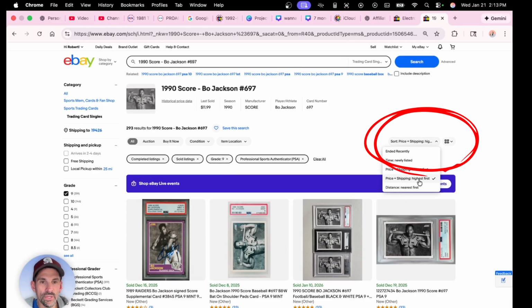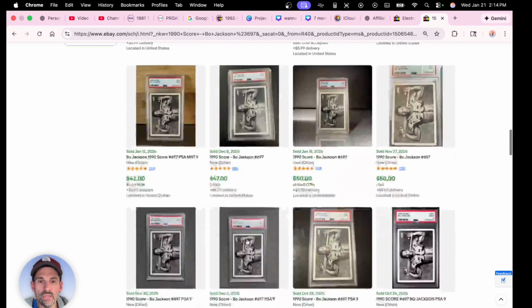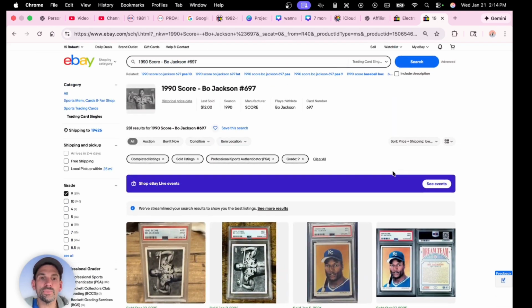I click this sorting box here and I go to lowest. So I know just by looking at these eBay comps, somewhere between $40, $50 on up to $100, maybe $125. Our middle is going to be somewhere in the region of what, $85, $90 for the card.